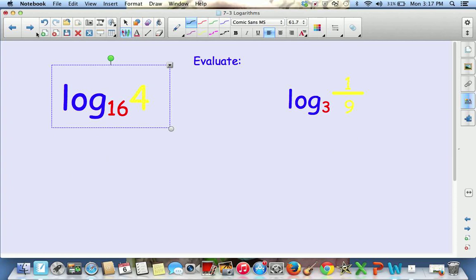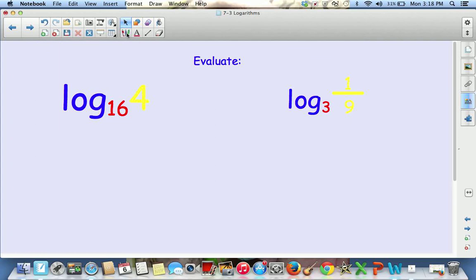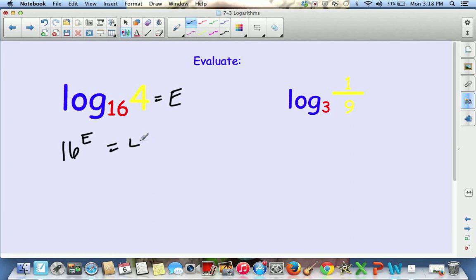So let's say we just want to evaluate, and I will show you how to do this on your calculator in class as well. But this is how we evaluate. Let's set it up into our exponential form. You could use e, you could use x, whatever you want to do. So we could have 16 to an exponent we don't know equals 4.